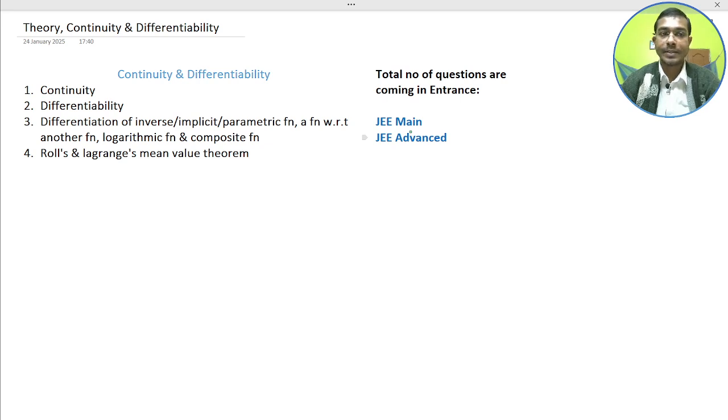Main and Advanced Mathematics. So here we just cover continuity, differentiability, differentiation of inverse, implicit, parametric functions, a function with respect to another function, logarithmic functions, and composite functions. Next one, Rolle's and Lagrange's mean value theorem. And the total number of questions coming from JEE Main and Advanced is 2 or 3 questions, and in Advanced 2 questions. So let's get started.